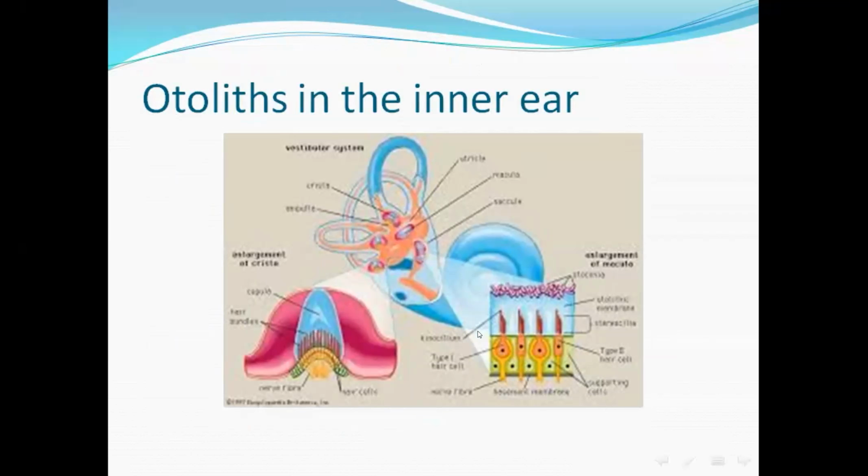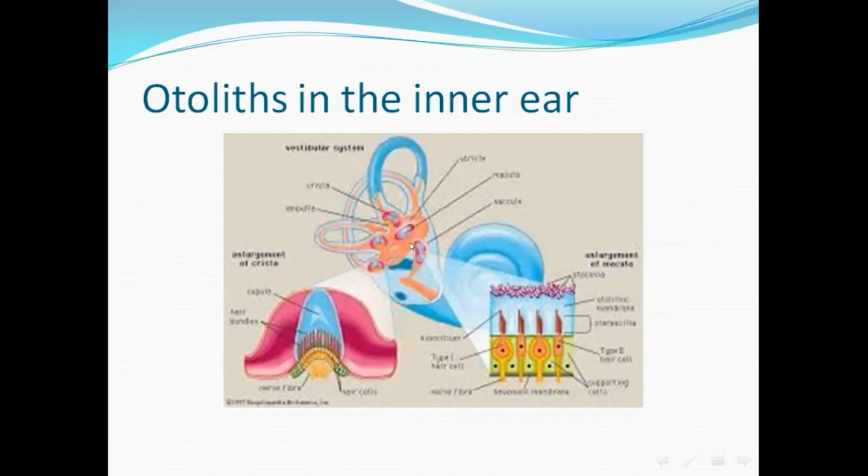The utricle contains the hair cells embedded in a gelatinous material, and above it there is a layer that contains otoliths. These otoliths are calcium carbonate crystals. These are normally present in the macula. This is called the macula in the utricle and in the saccule. They are not present in the semicircular canals.